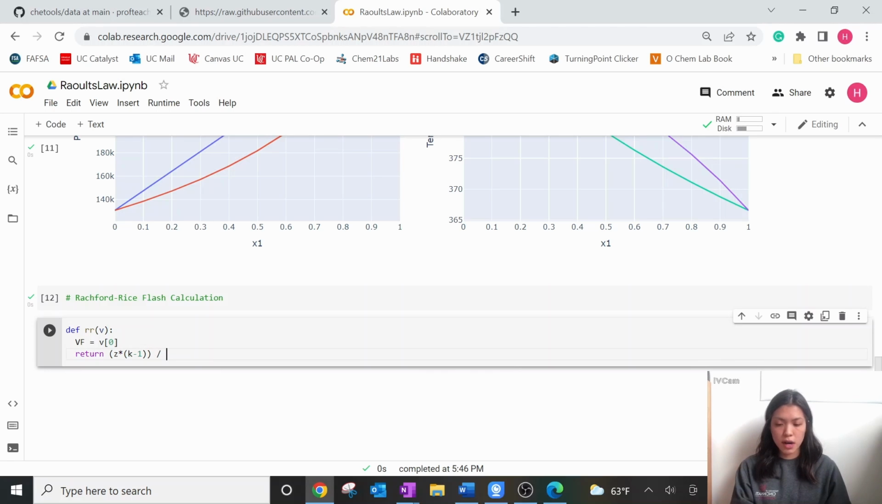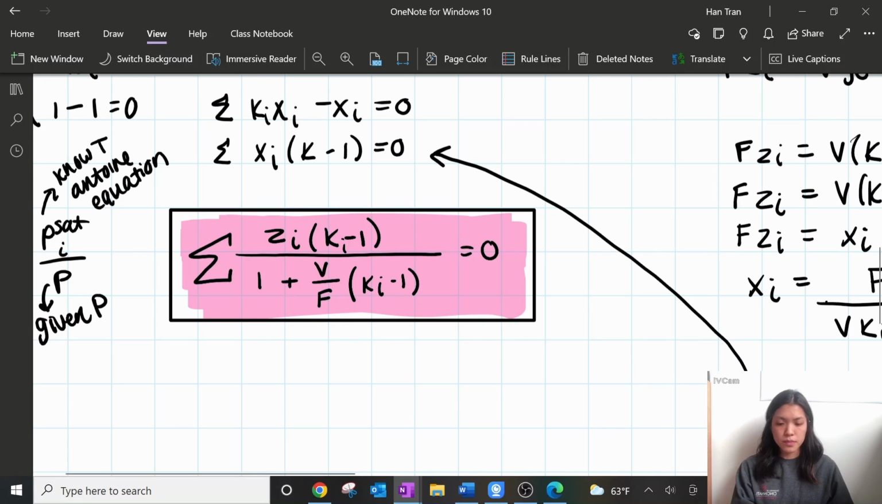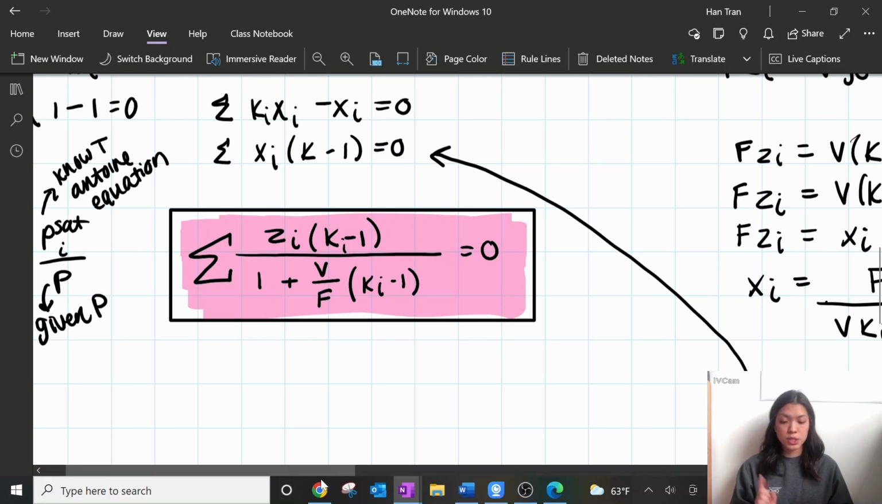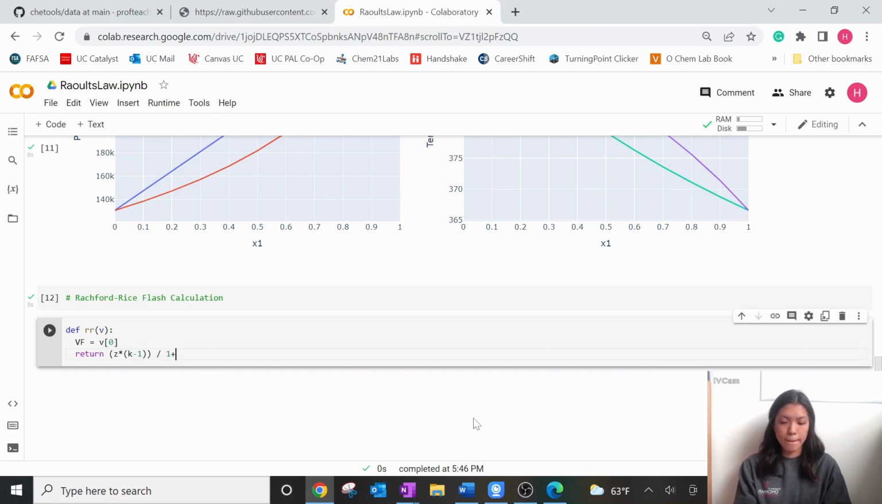And then we have our denominator, which is 1 plus the vapor feed ratio times the quantity of our mole fraction ratio minus 1. And so that is our denominator.